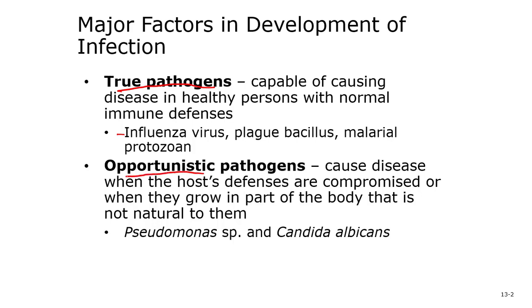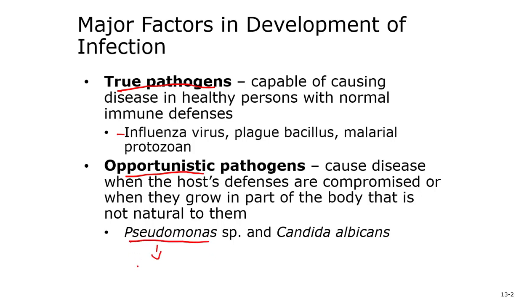Opportunistic pathogen, just like the name sounds, it'll infect somebody when it has the opportunity. So this is a pathogen that will only infect someone who's immunocompromised or somebody who already has a primary illness. Some examples of opportunistic pathogens, you're going to hear a lot about Pseudomonas.